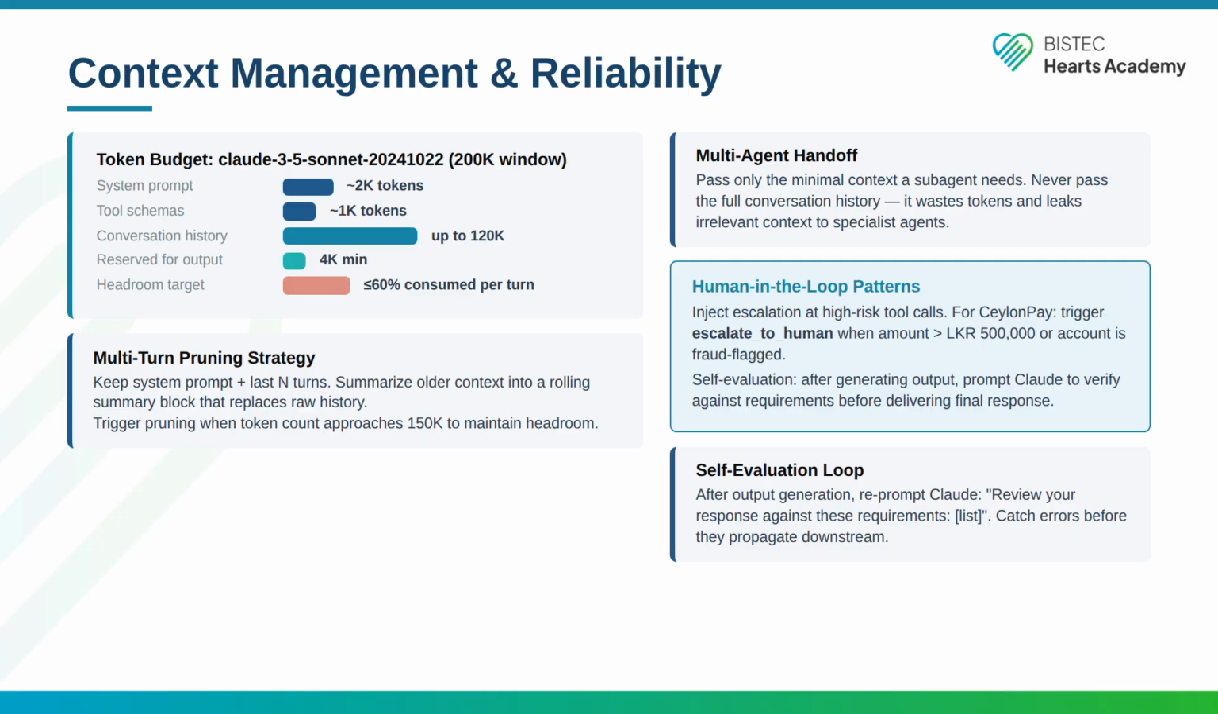The self-evaluation loop is the final reliability layer. After the agent generates its response, prompt Claude to review it. Does this response resolve the customer's issue? Does it comply with SalonPay's escalation policy? Flag any concerns. This catches errors in the response before it reaches the customer.